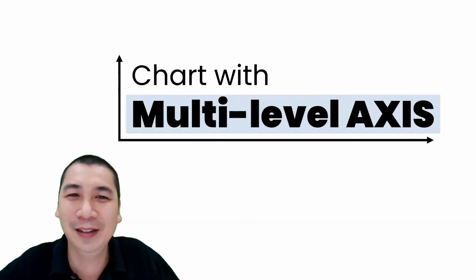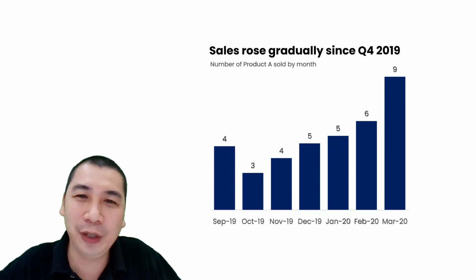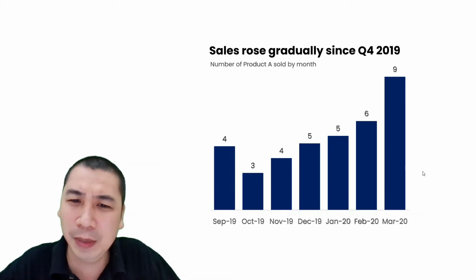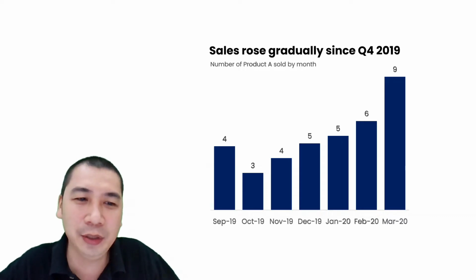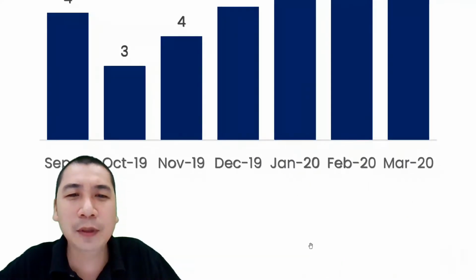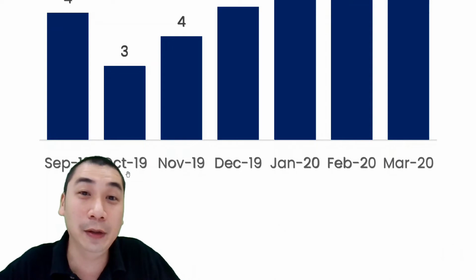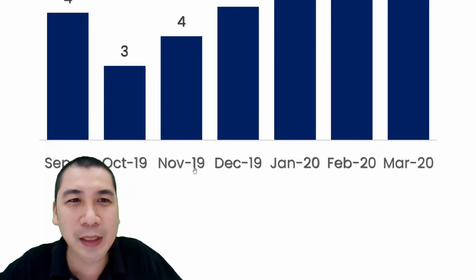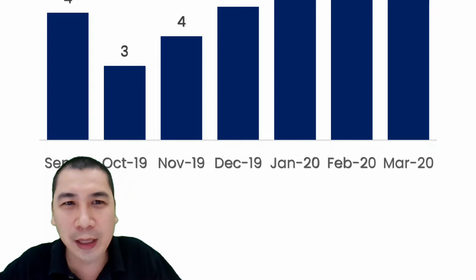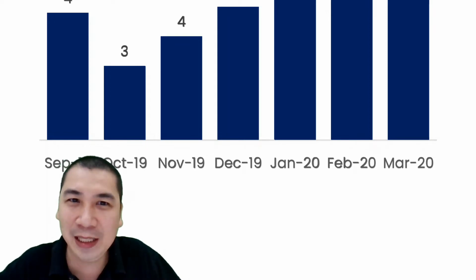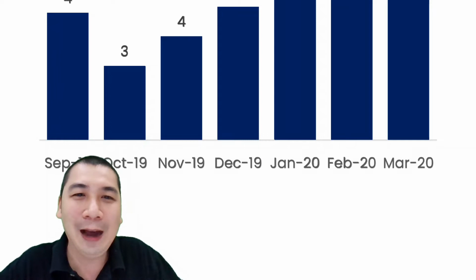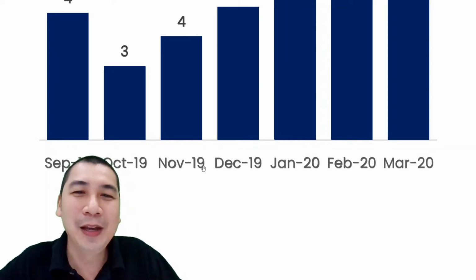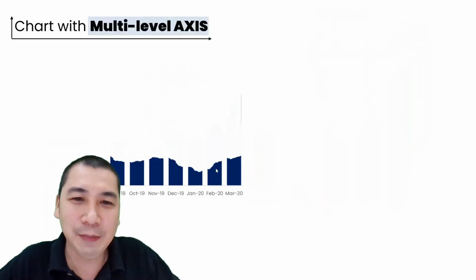how to use it. Sometimes we have charts that have the axis looking a bit messy. For this particular chart, it doesn't seem messy because the data points are not that many. But if you can see right now, September 19, October 19, November 19, all the repetitive words create a certain level of messiness on your chart. So how can we avoid that? By applying multi-level axis. So multi-level axis is something like this.